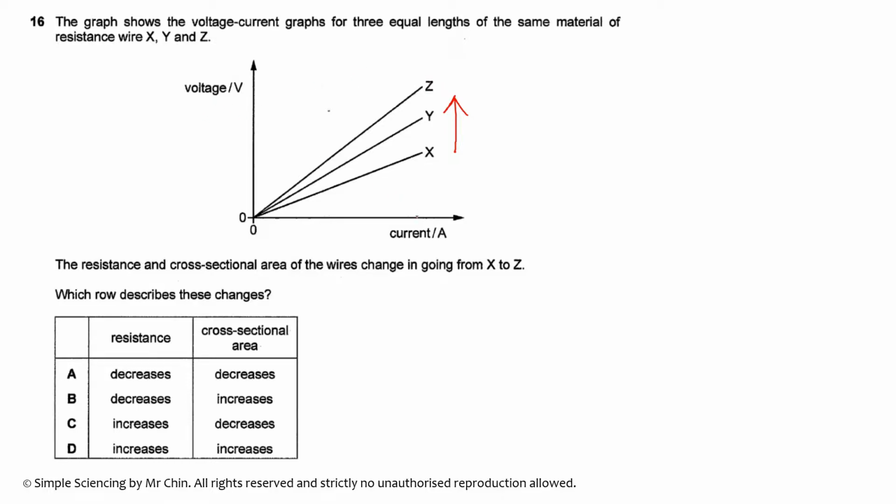We are given the voltage-current graph, which means that the gradient of this graph is the resistance. Recall Ohm's law, which states that V equals IR. Since V is the y-axis and I, the current, is the x-axis, the resistance is actually the gradient of the graph. As you can see, Z has a steeper gradient than X, which means that the resistance will increase.